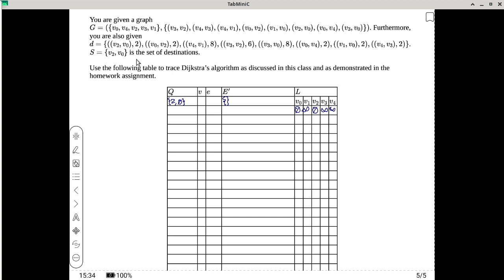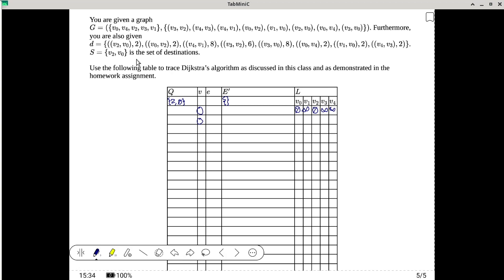We get to pick either V0 or V2. Which one do you want me to use? Zero, okay, fine. So we'll use zero.